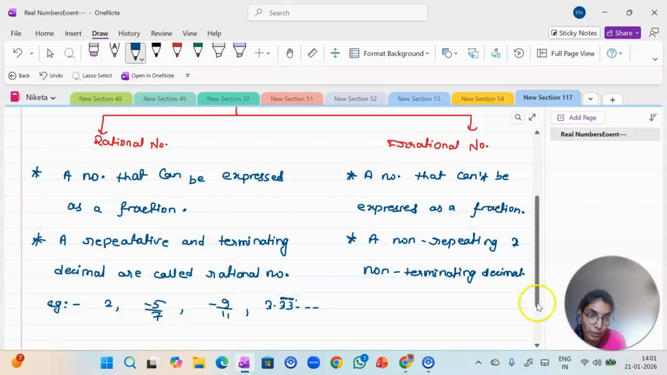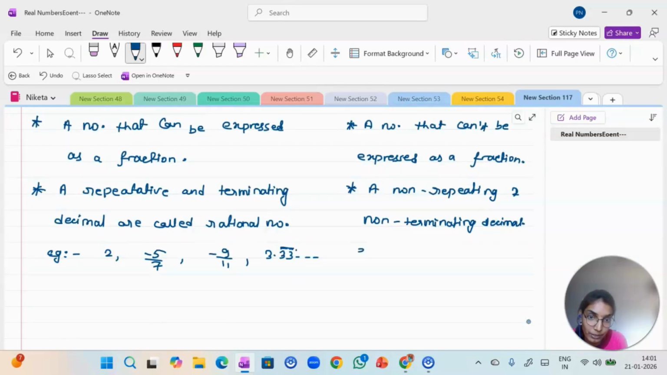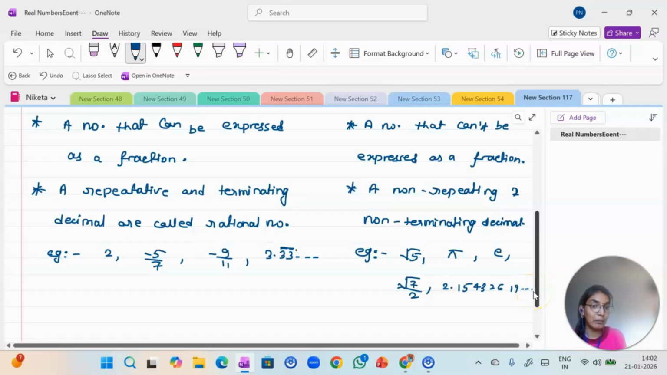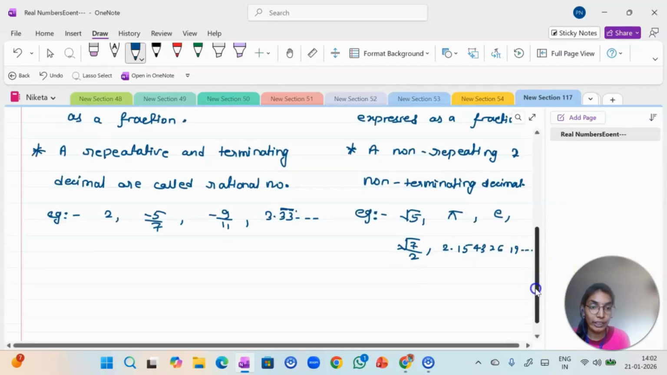If we talk about examples of this, you can write √5, pi, because 3.14 is the estimated value of pi. It is not the actual value. Similarly, you can write √7/2. These are all examples of irrational numbers, or you can write 2.15432619, and this will go on. It means that it will not terminate. So these are all examples of irrational numbers.